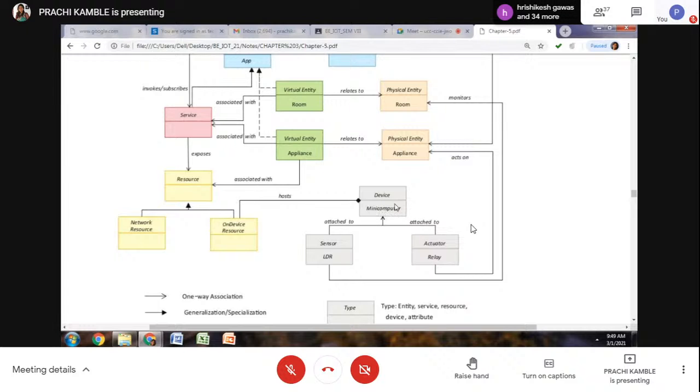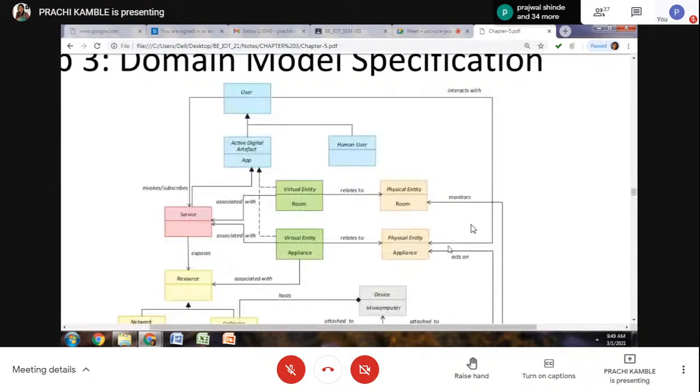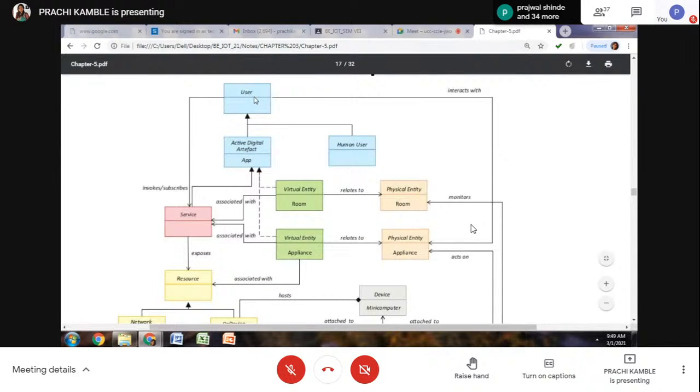Then we do programming over here, and here an actuator is connected. The actuator is connected to the relay. This relay is given to the physical entity for turning on and off. Then this physical entity is connected to the user for manual mode operation.